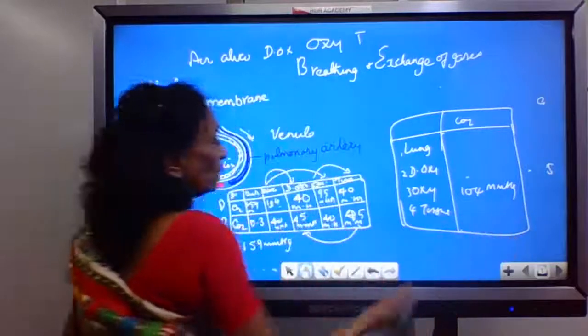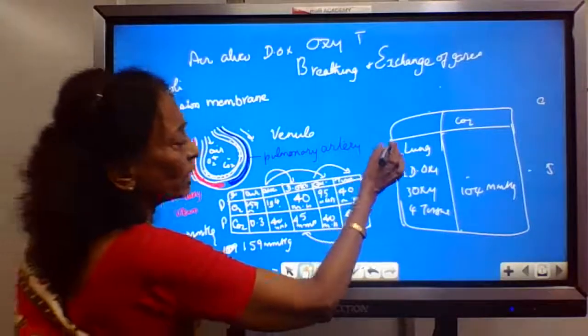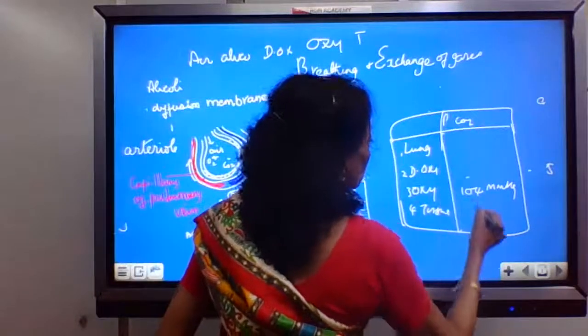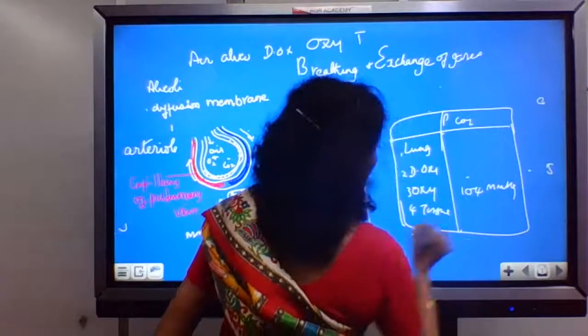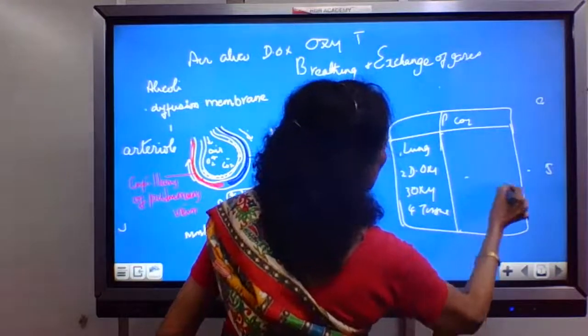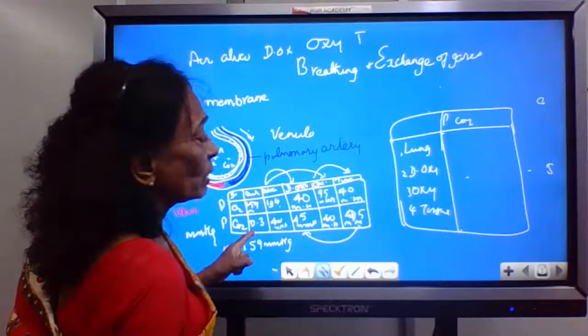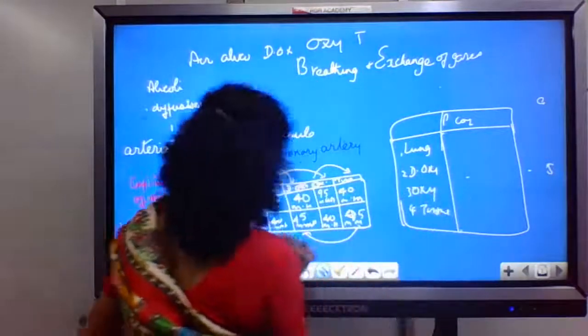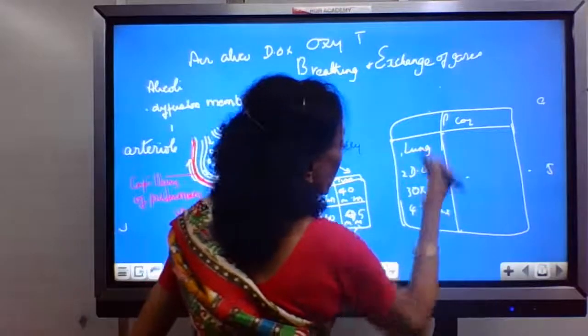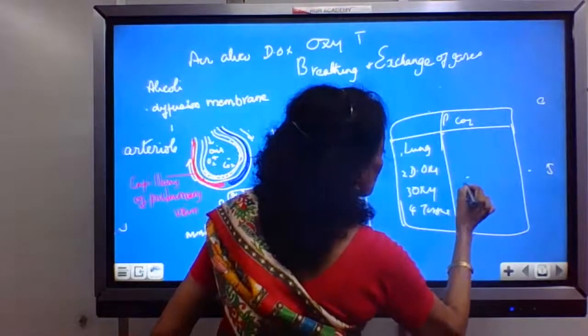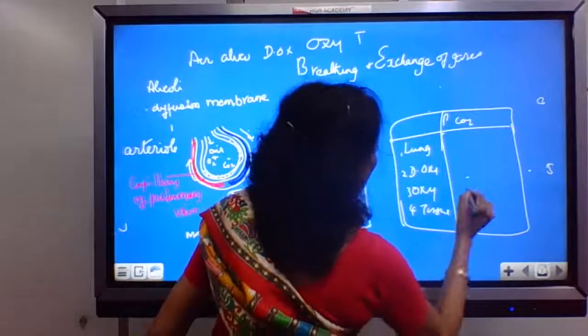They can make a tabular column by CO2, PCO2 as well as PO2. Okay, I'm writing it down. Now we are talking about PCO2. PCO2 in the lung will be 40 mmHg. Yes, as in here. Lung 40 mm. So we can reorganize the whole thing.